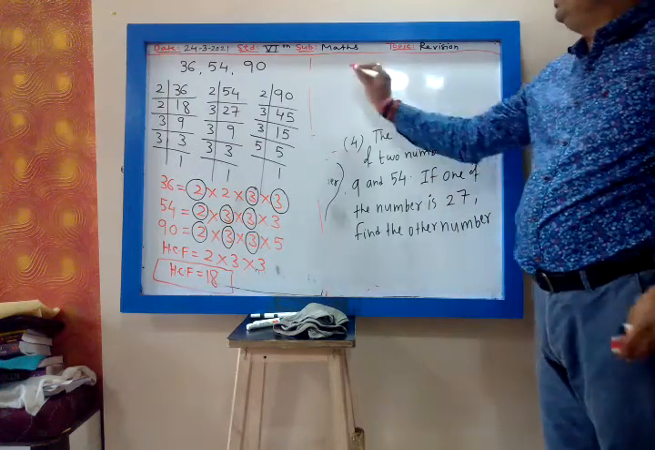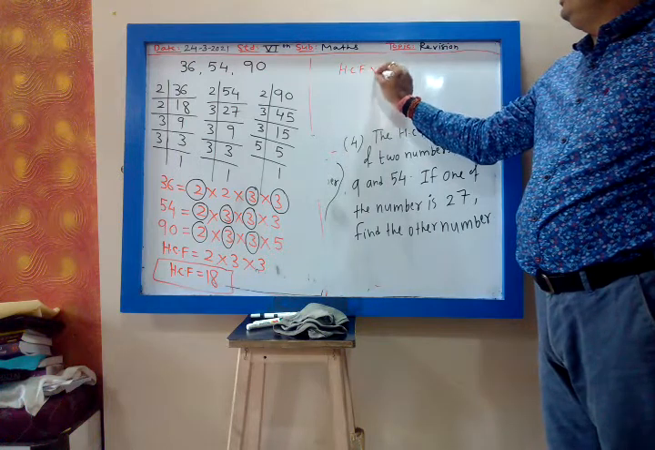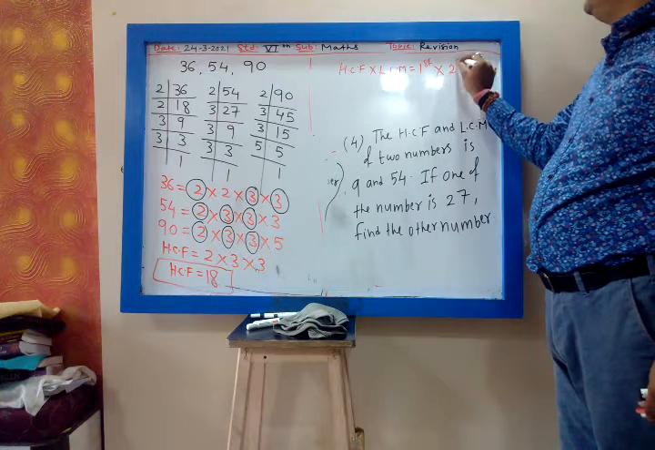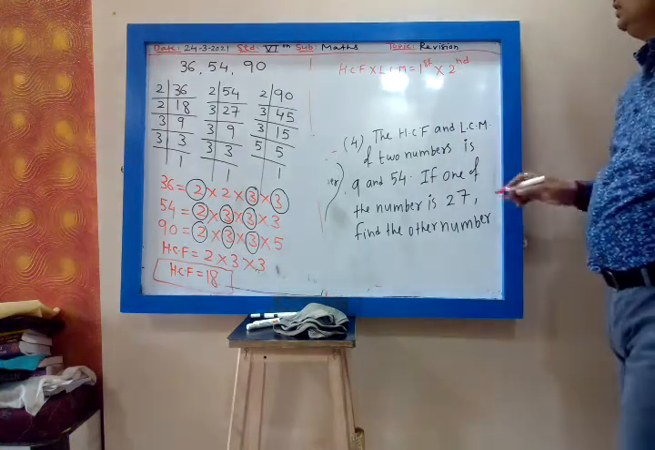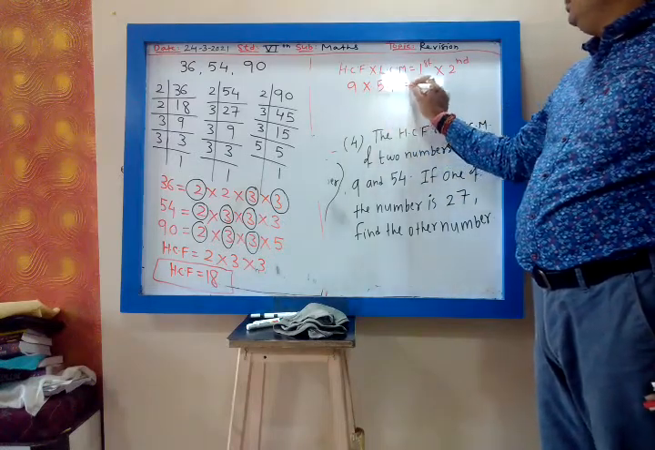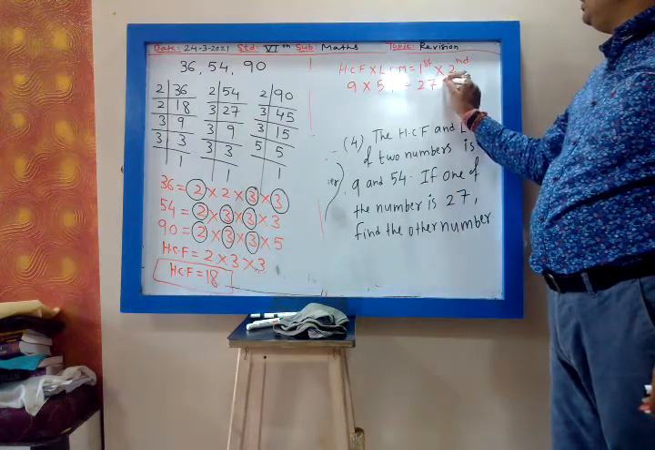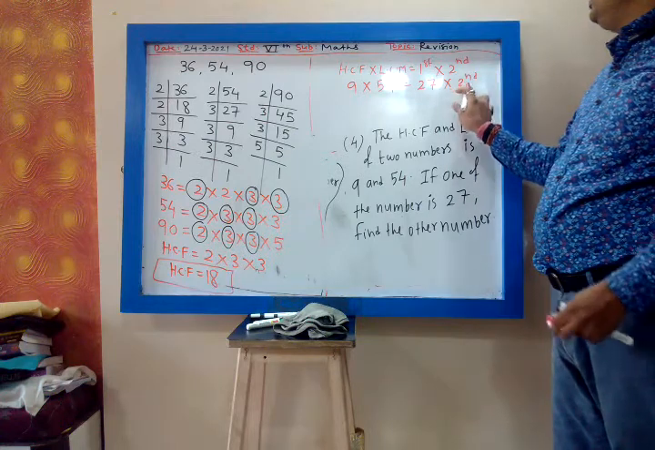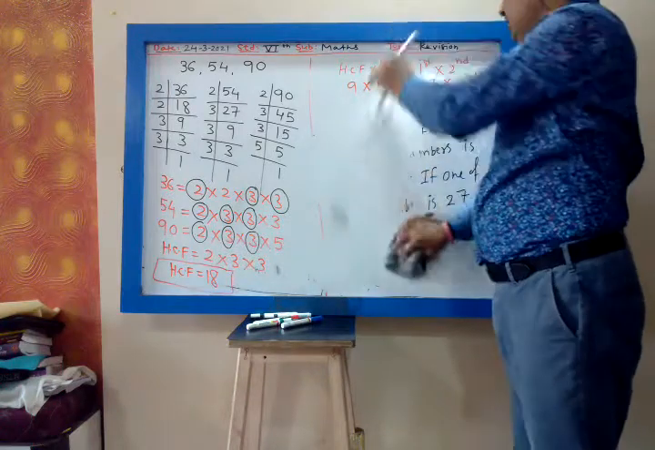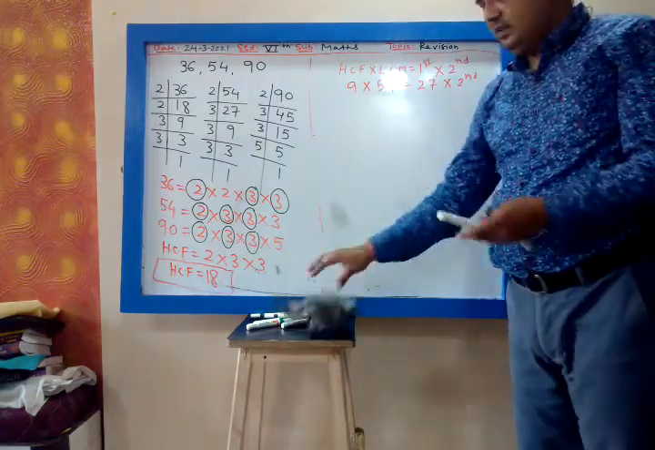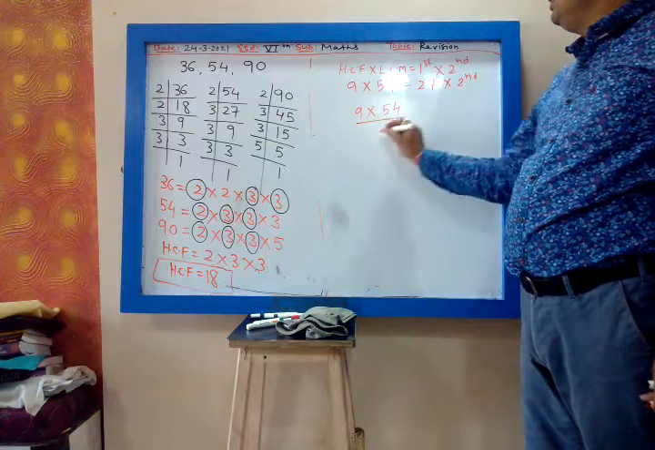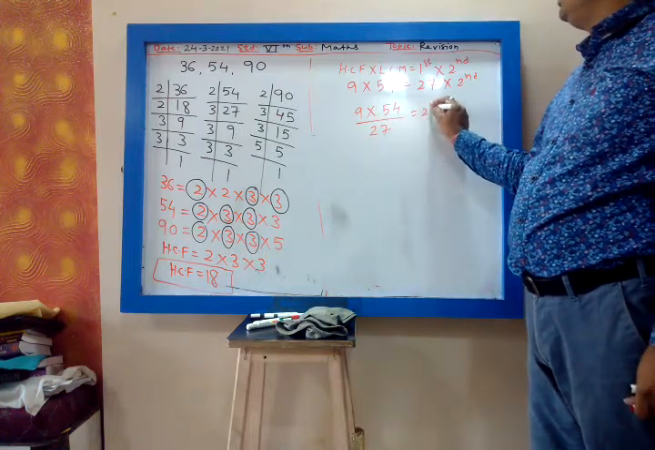SCF into LCM is equal to first number into second number. In short I am writing. SCF is 9, LCM is 54. First number is 27, find the second number. So this number 27 is there in the multiplication, so 27 will go in the division. So 9 into 54 divided by 27 is equal to the second number.